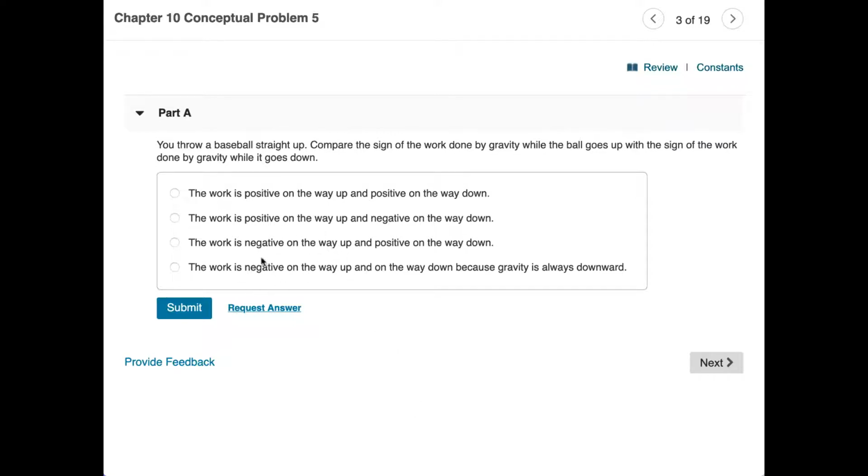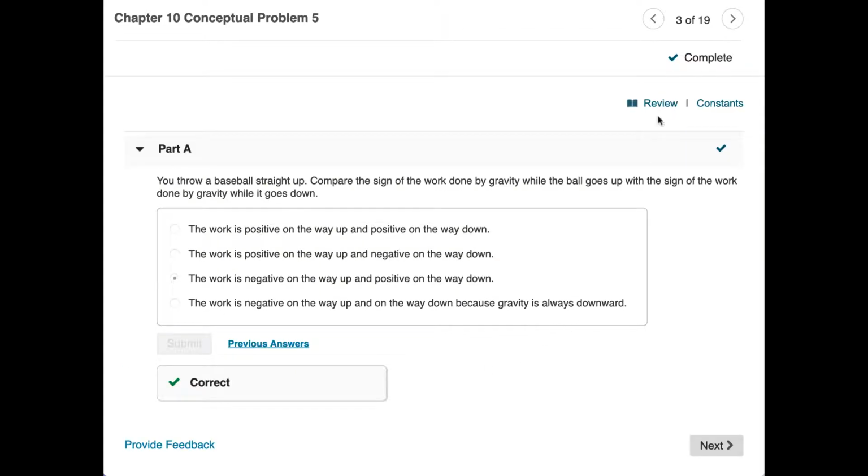So one of these second two choices is what I'm looking for. When the ball is falling downward, the force of gravity is downward and the displacement is downward. So I would expect the work to be positive on the way down, which is what makes this the correct solution.